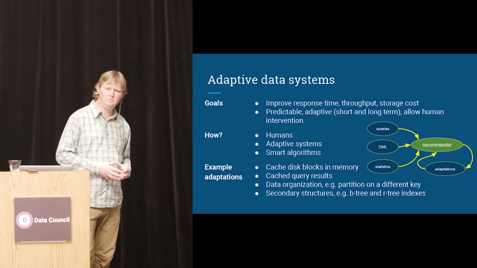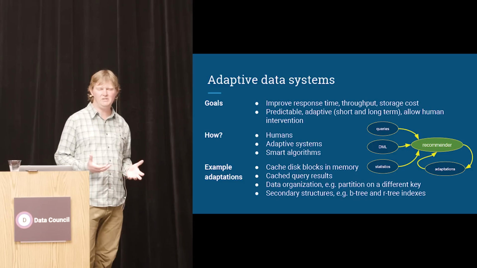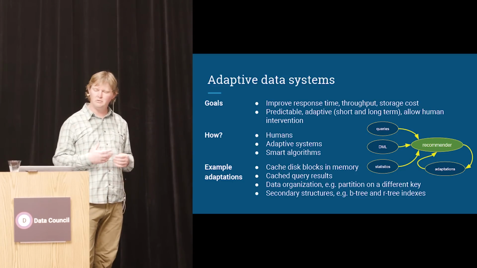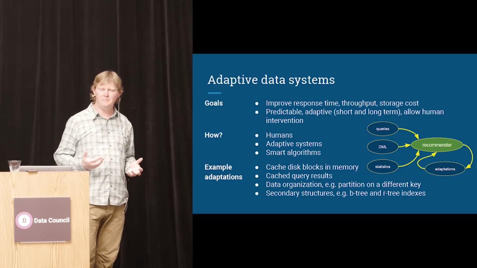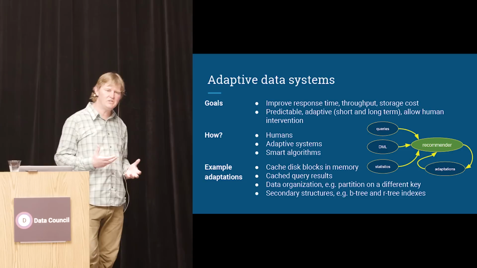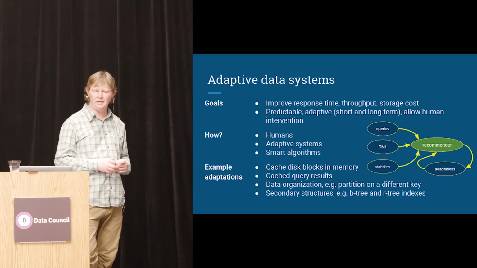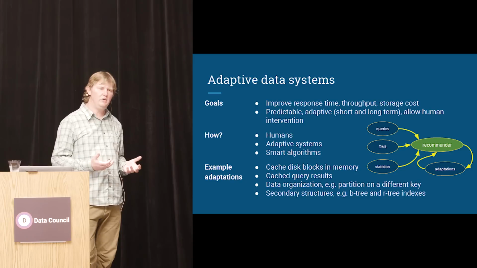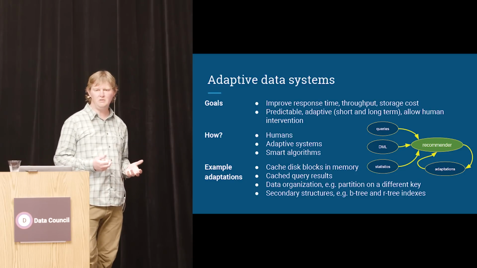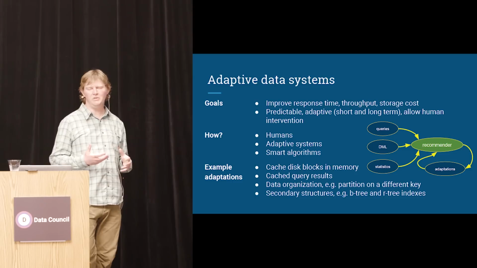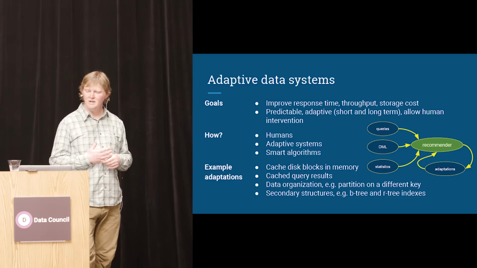So what we've been talking about here is basically how to make systems adaptive. The goals are to improve response time and give people a rich model so they can ask the questions that they want to ask and get the results in a reasonable time. You also want the system to be adaptive so that maybe the first time you ask a new question it's slow, but the second time you ask it, it's fast.